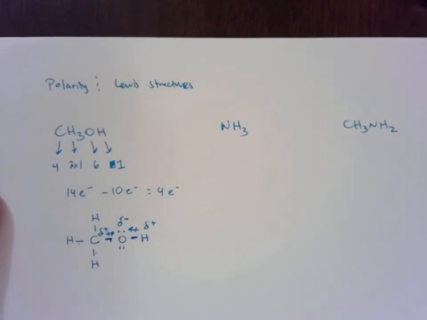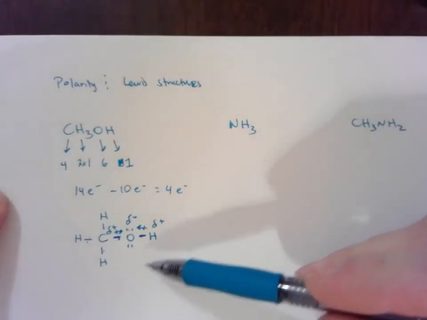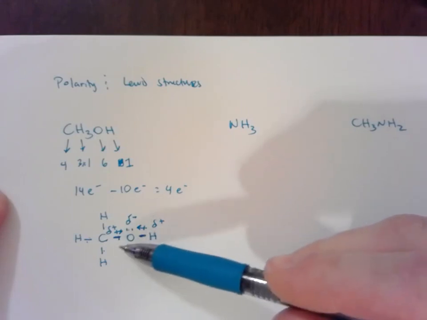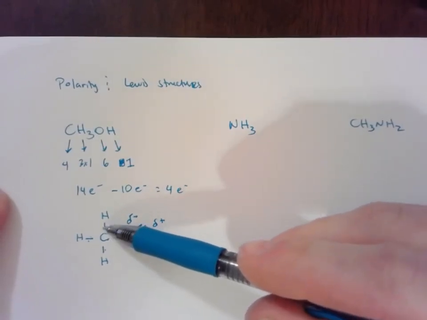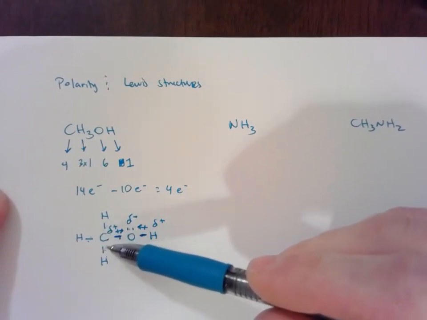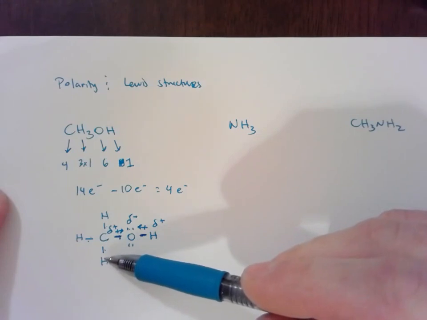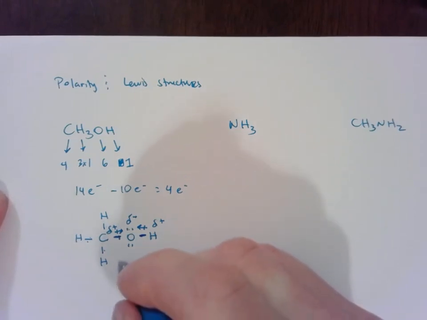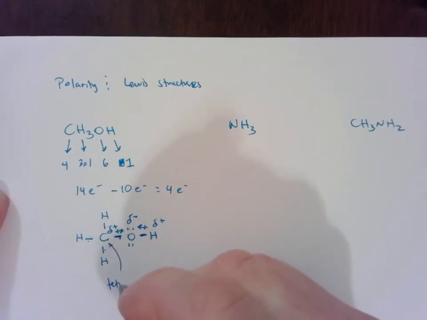But I'm back. With the methanol, we should look at the shape of the carbon. Since carbon has 4 areas of electron density around it, and it has 4 bonds around it, it's going to be tetrahedral. Okay, so the carbon is tetrahedral.